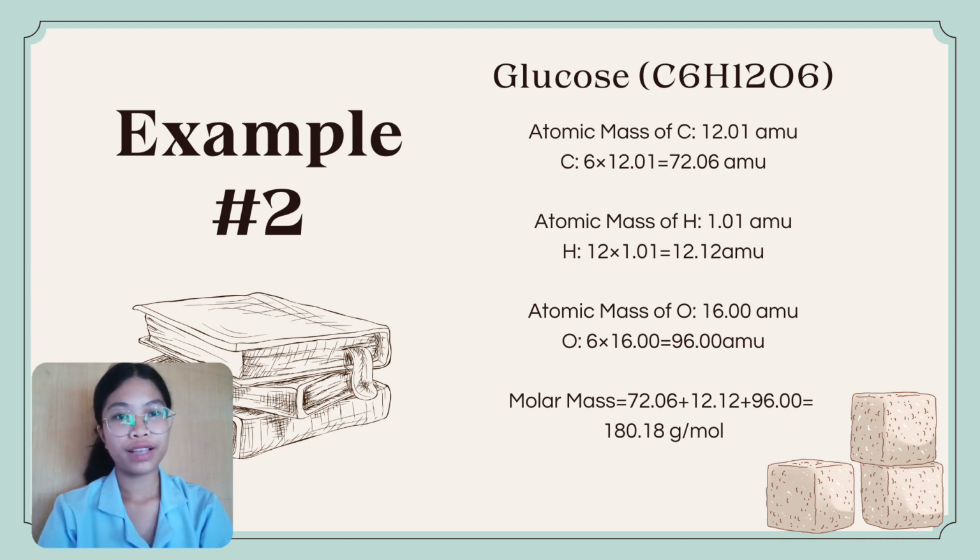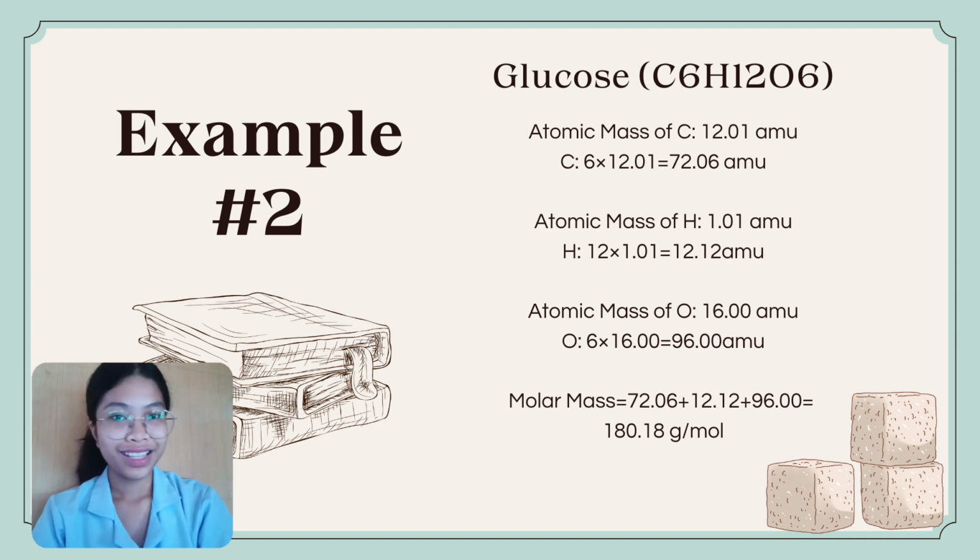For our molar mass, we will just add everything, and it's 72.06 plus 12.12 plus 96, which is equal to 180.18 grams per mole.